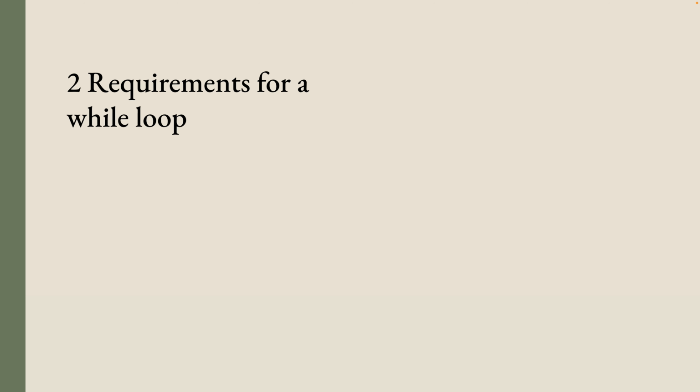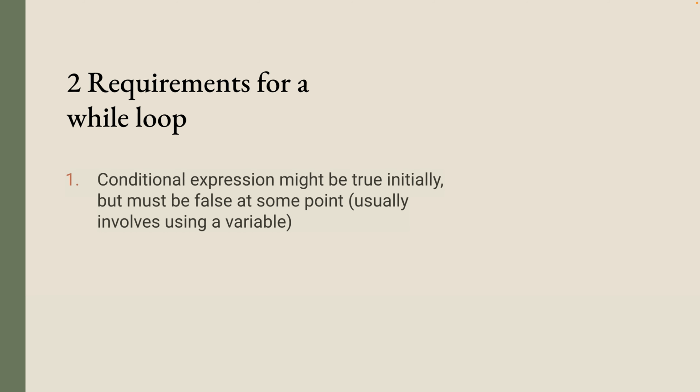Okay, what were the two requirements we said for a while loop? Condition has to be true, but at some point false. Yep. So the condition might be true initially, but at some point it has to become false. And so this usually involves using a variable in the condition. And what's the second requirement? The variable has to be able to change. Yes. And I like that general word that you gave. The variable must be able to change at some point.